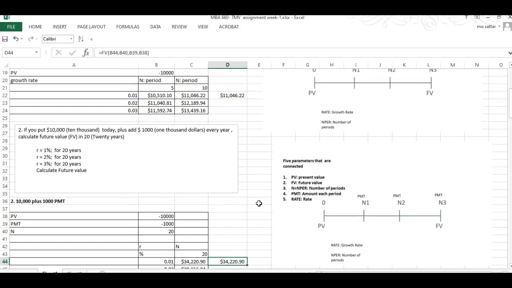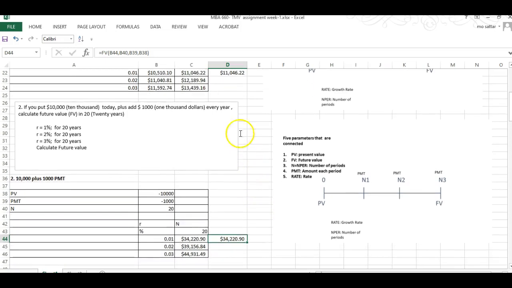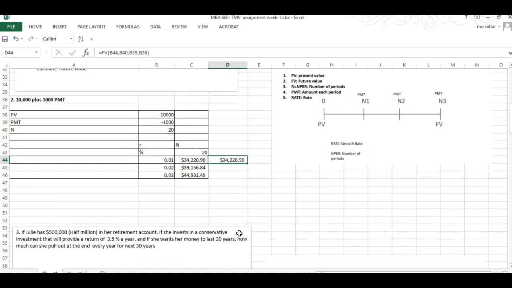So here you can see that in the first one we basically did $10,000 and we did not add anything, and here we add an extra $1,000 a year, and obviously because of adding more money and the compounding effect, we have a much higher number. Again, if you want to do the other ones, we'll do exactly the same way.